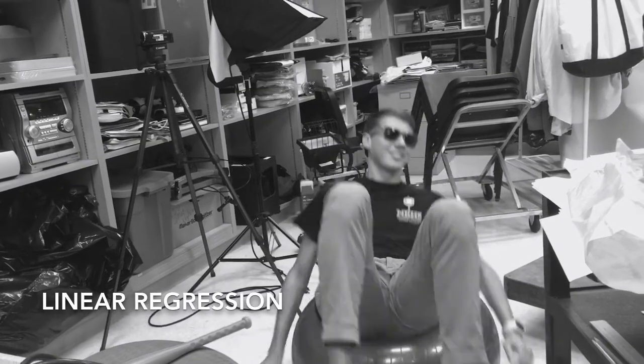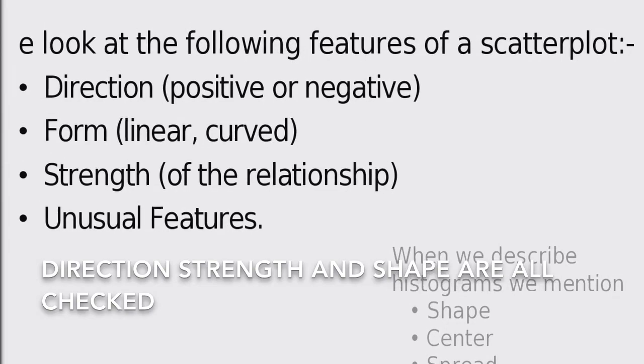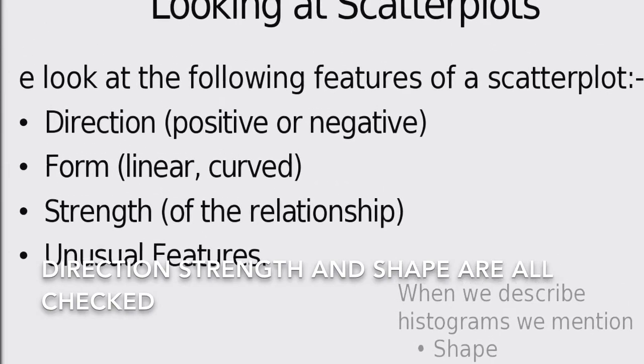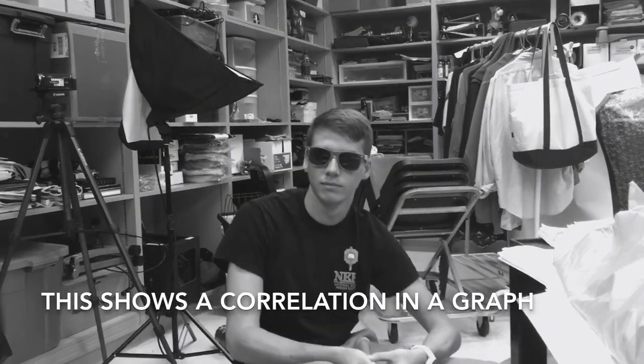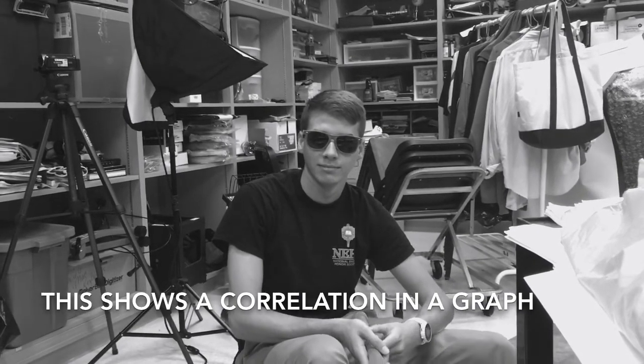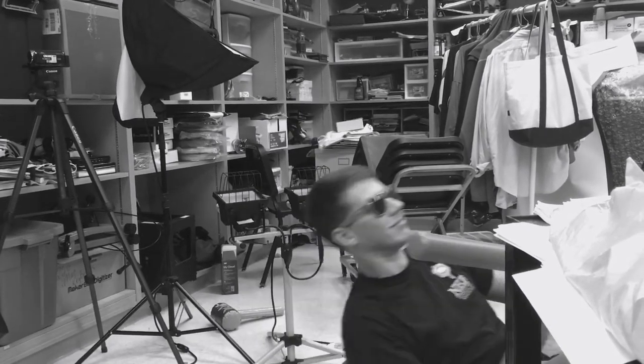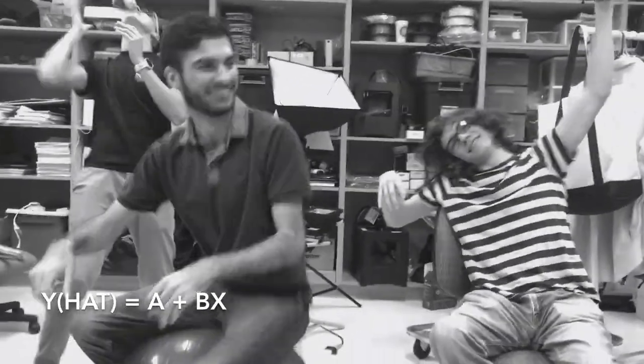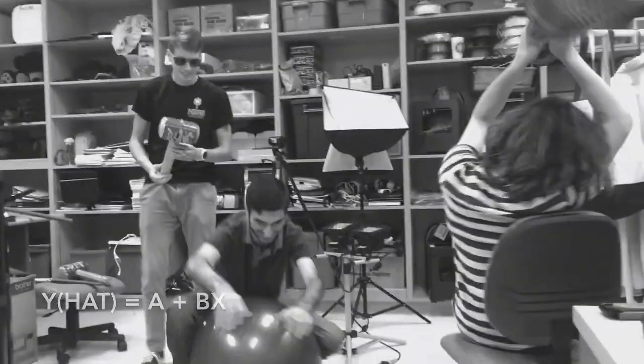Linear regression, yeah. Direction, strength, and shape are all checked, yeah. This shows a correlation in the graph, yeah. Y hat equals a plus bx, yeah. Kick it to the bridge.